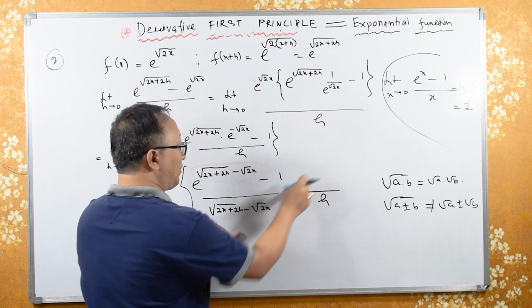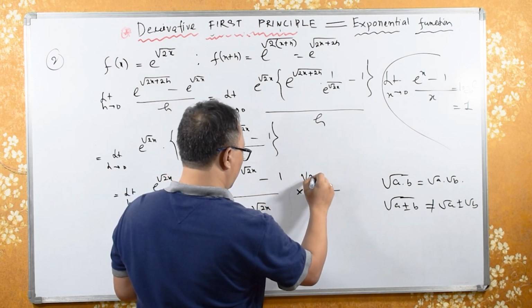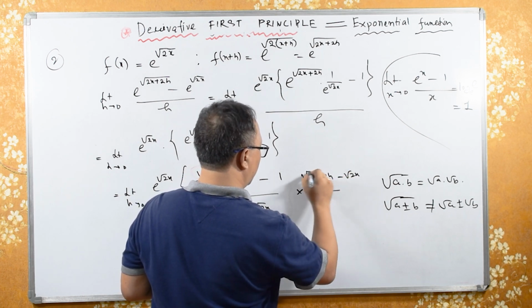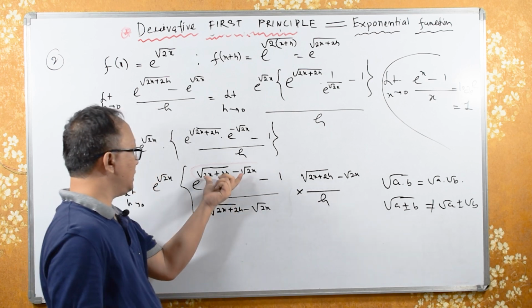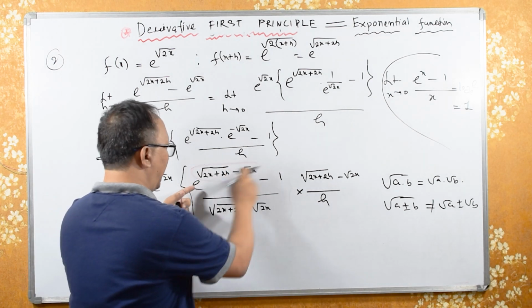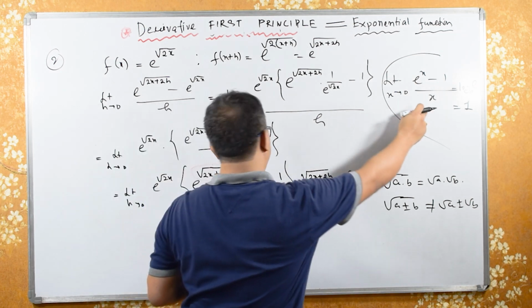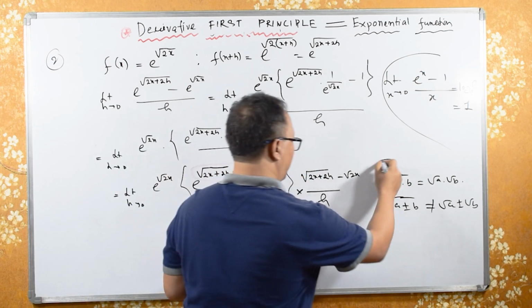So this same term written over here will get cancelled, okay. Here root of 2x plus 2h minus root 2x, okay. This and this gets cancelled, okay. Why am I writing this? Because this e raised to some x should be the same as this minus 1, in order to apply this formula. So I am adjusting, and this and this gets cancelled, okay.